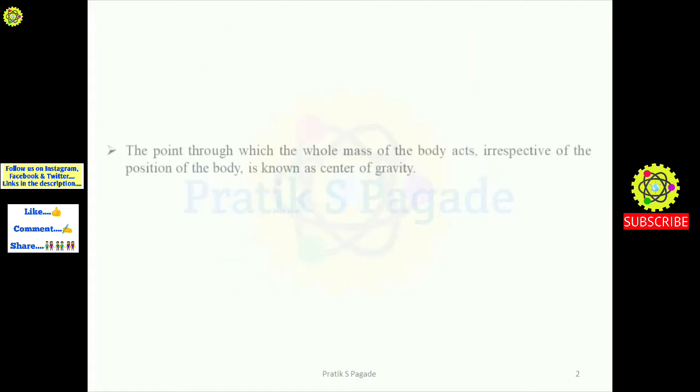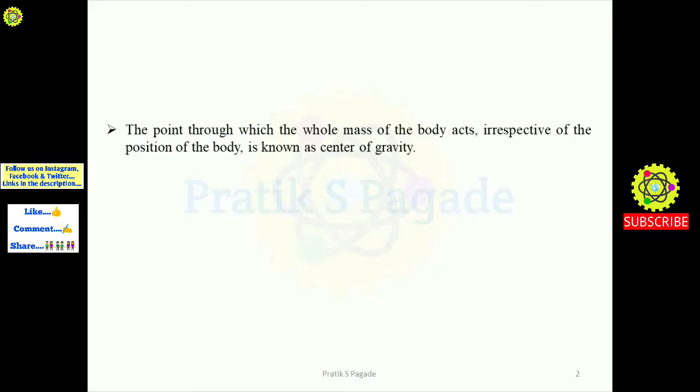So here see, the point through which the whole mass of the body acts, irrespective of the position of the body, is known as center of gravity. Suppose this is the body and the whole mass of the body acts from this point, as you can see here, irrespective of the position of the body. This point is known as center of gravity and it is briefly written as C.G. In further slides, we will see more details about the center of gravity of some of the geometric shapes.